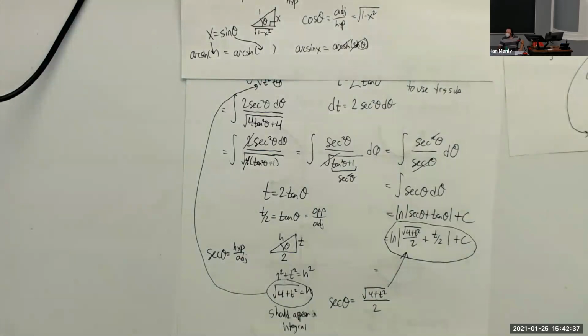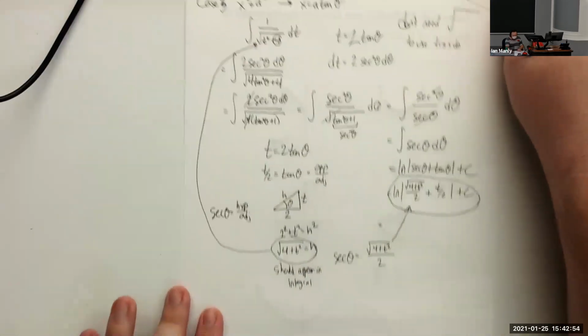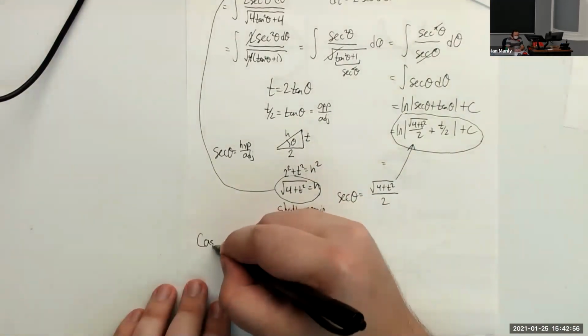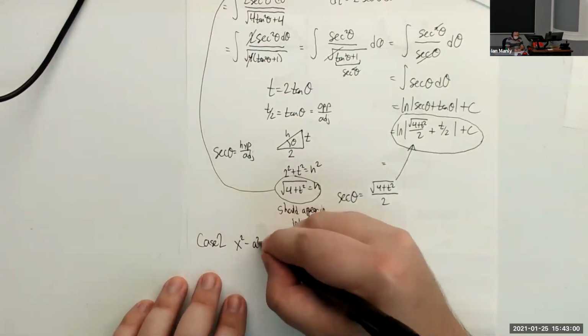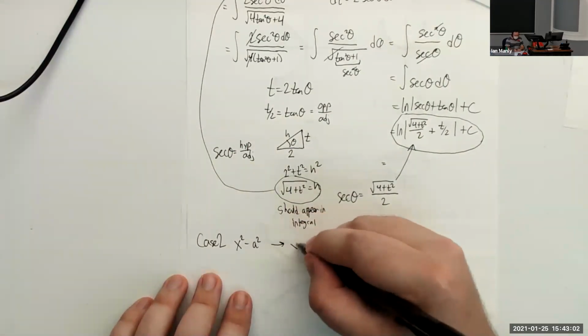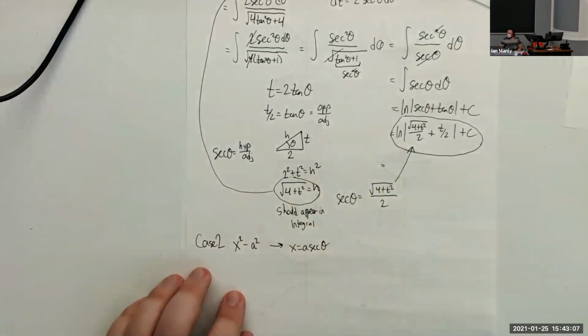Okay, so there's another example in here of a type 2 one. I think I'm just going to skip that one for now, and I'll post a written solution of it later on. So yeah, we'll go back to that later. But I want to show you at least one of the type 2s. So case 2, if you recall, is where we have a variable squared minus a number squared. And in this case, we want to use secant as our trig function right here.